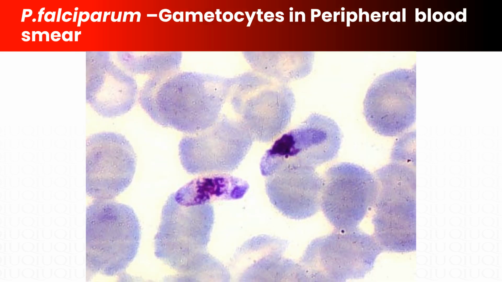Here we see the distinctive gametocytes of Plasmodium falciparum in a peripheral blood smear. Notice their characteristic banana or crescent shape. This is pathognomonic for P. falciparum and distinguishes it from all other Plasmodium species, which have round or oval gametocytes. These sexual forms persist in the blood for up to 22 days and are the forms taken up by mosquitoes during blood meals, allowing transmission to continue. Identifying these crescent-shaped gametocytes confirms falciparum malaria.